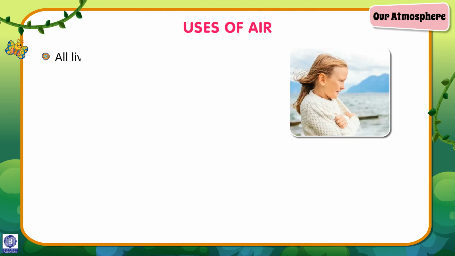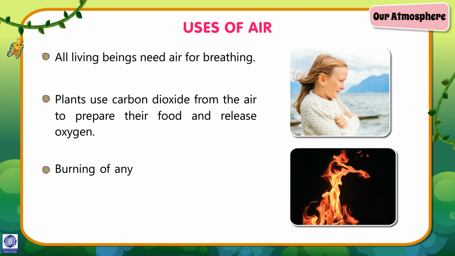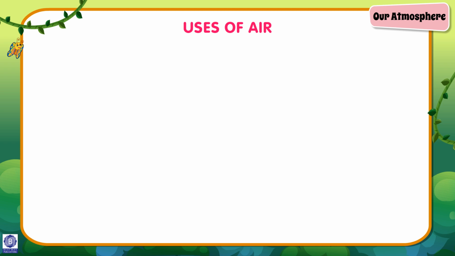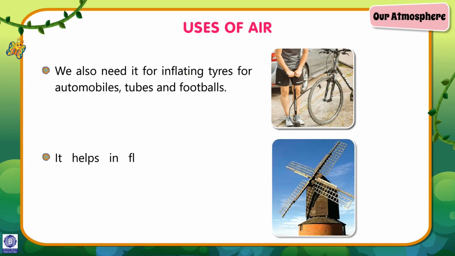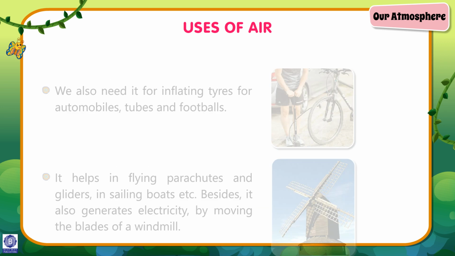Uses of air. All living beings need air for breathing. Plants use carbon dioxide from the air to prepare their food and release oxygen. Burning of any object or fire can take place in the presence of oxygen that is freely available in the air. We also need it for inflating tires for automobiles, tubes, and footballs. It helps in flying parachutes and gliders, in sailing boats, etc. Besides, it also generates electricity by moving the blades of a windmill.